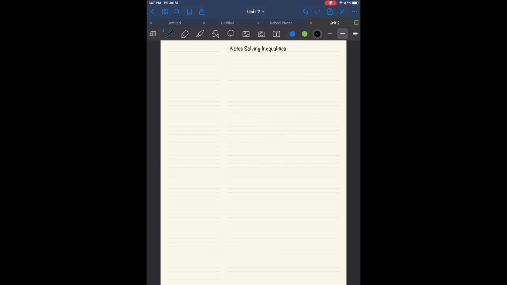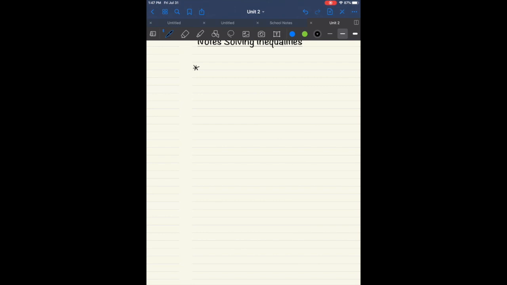All right, today's lesson is on solving inequalities. So just like solving equations, but there's a few different rules. Obviously now we have an inequality sign in there. So there's one major thing that you have to remember that's different from solving equations.